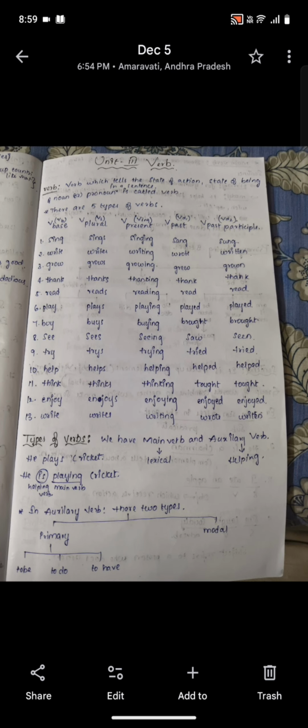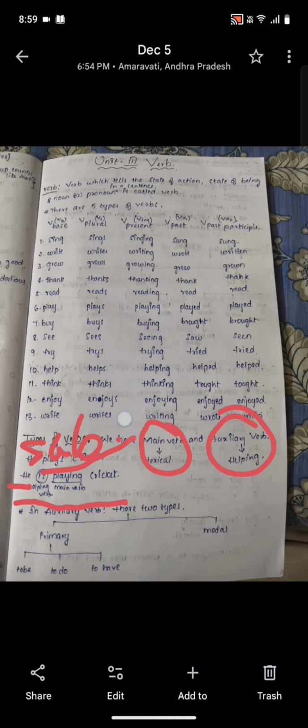When it comes to the types of verbs, we have two types: main verb and auxiliary verb. Main verb is also called lexical and auxiliary is also called helping verb. If we take an example, he is playing cricket. Here he is the subject, is is a helping verb, and playing is the main verb.